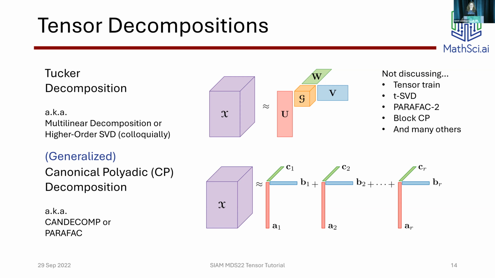Another thing we'll talk about is the CP decomposition, and that's going to decompose things as the sum of outer products of vectors. This is also known as canonical decomposition or CANDECOMP, and also parallel factors or PARAFAC. It's a decomposition of many names. And we'll also, in the last part, talk about a generalized version of that.